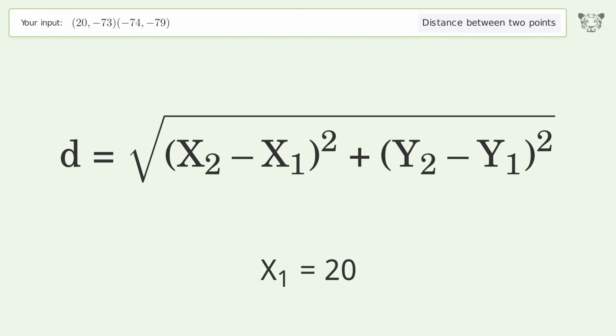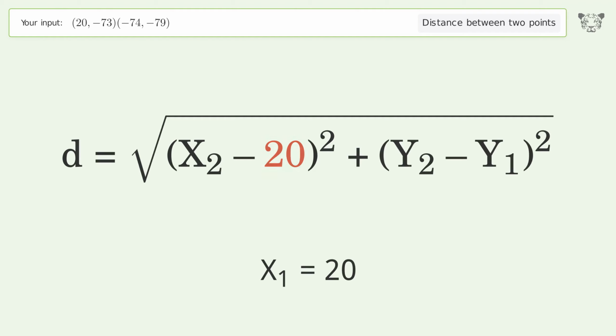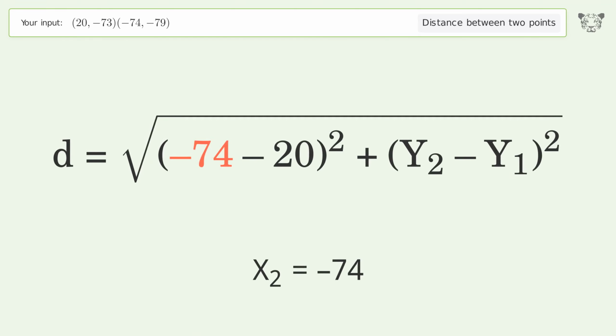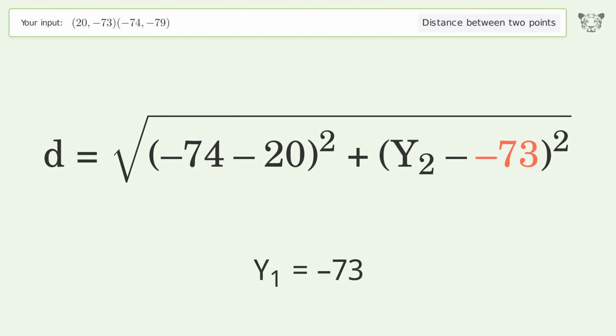x1 equals 20. x2 equals negative 74. y1 equals negative 73. y2 equals negative 79.